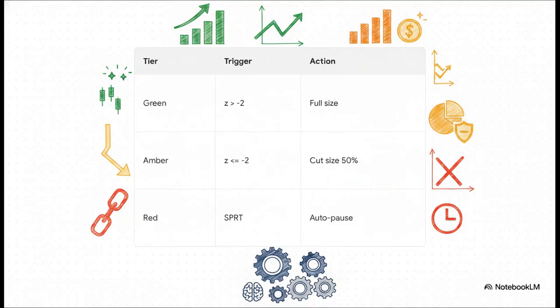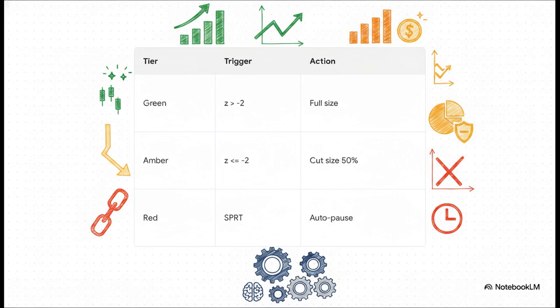So they condense all that heavy math into a single edge health score, which then places the strategy into a tiered action table. If a strategy is green, meaning the z-scores are normal and the math checks out, it trades at its full target size. If it drops to amber, say the z-score drops below -2, the system automatically cuts the trade size by 50%. You're actively de-risking right there.